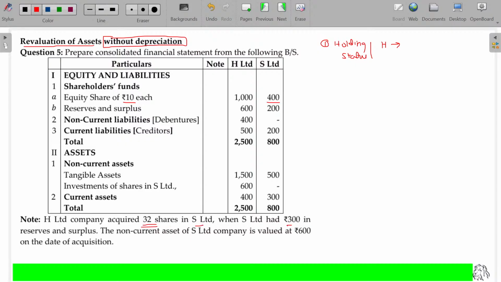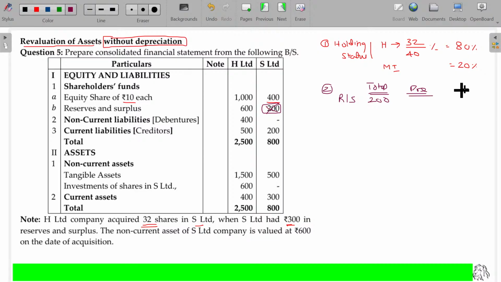When S Limited had 300 in reserves and surplus. Okay. Now 32 acquired out of 40, then 80%. Am I right? Balance 20% held by minority interest. Step 2, segregation of reserves and surplus. Reserves and surplus being 200. I am going to take this now, total. I am going to share that into capital profit or pre-acquisition profit and post-acquisition profit.